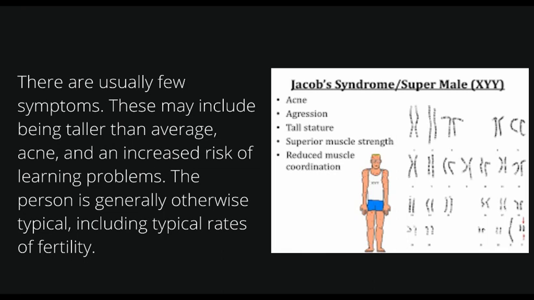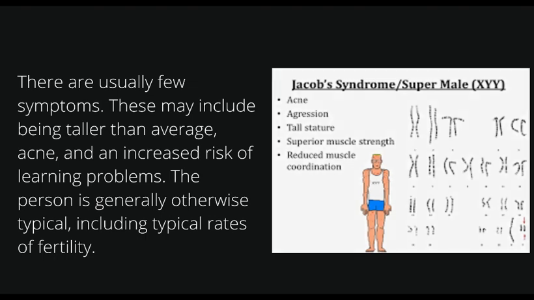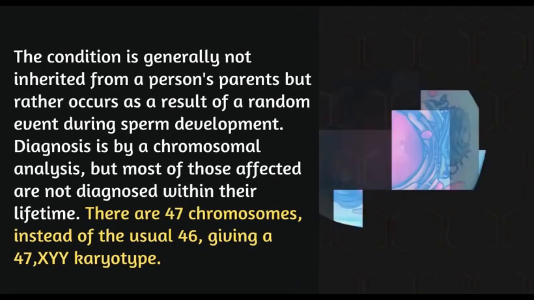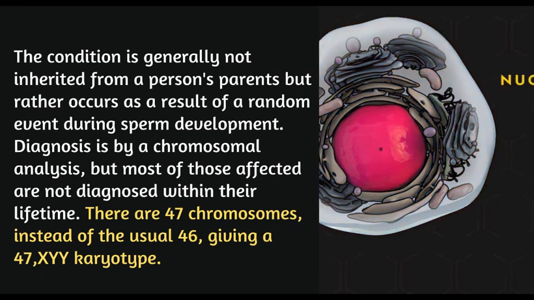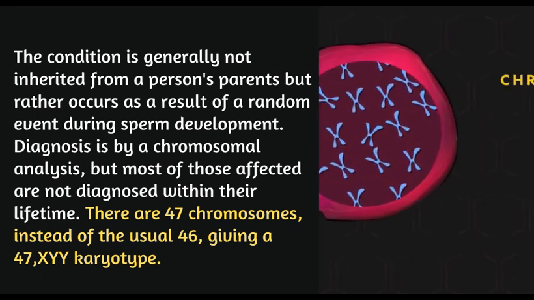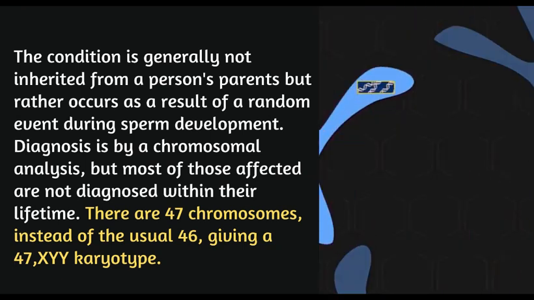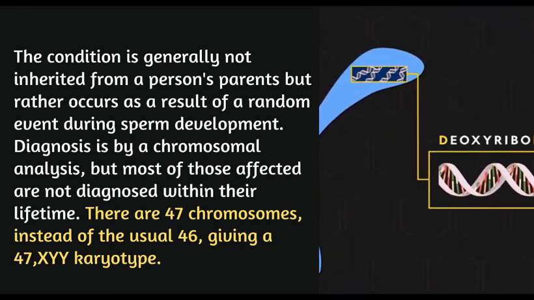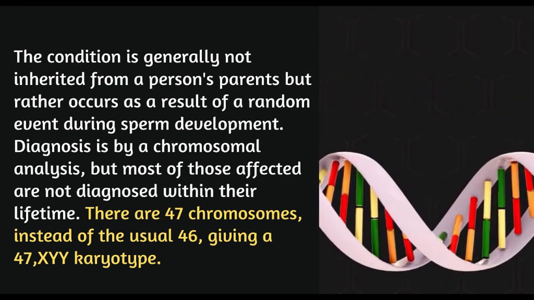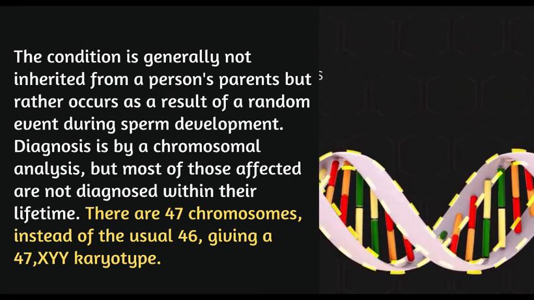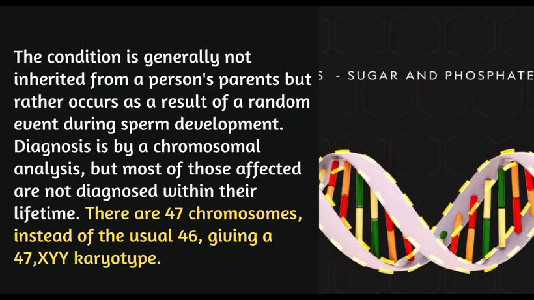There are usually few symptoms. These may include being taller than average, acne, and an increased risk of learning problems. The person is generally otherwise typical, including typical rates of fertility. The condition is generally not inherited from a person's parents but rather occurs as a result of a random event during sperm development. Diagnosis is by a chromosomal analysis, but most of those affected are not diagnosed within their lifetime.